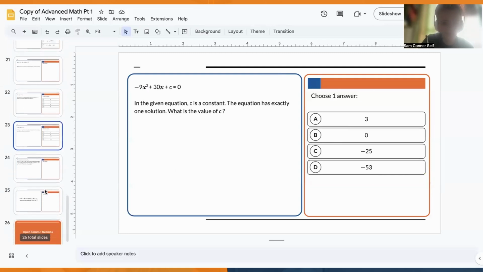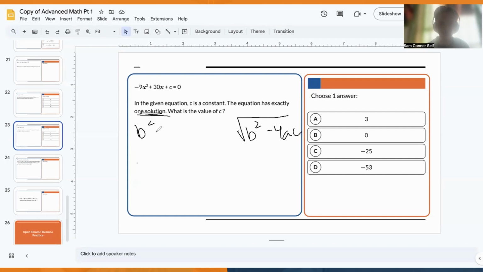All right, another practice problem. In the given equation, C is a constant, and the equation has exactly one solution. And then they ask, what is the value of C? So remember when they talk about the number of solutions for quadratic functions, it's going to be the discriminant. So it's going to be everything under the square root sign in the quadratic formula, which is b squared minus 4ac. And when it's one solution, this has to be equal to 0. So it's going to be b squared minus 4ac equal to 0.